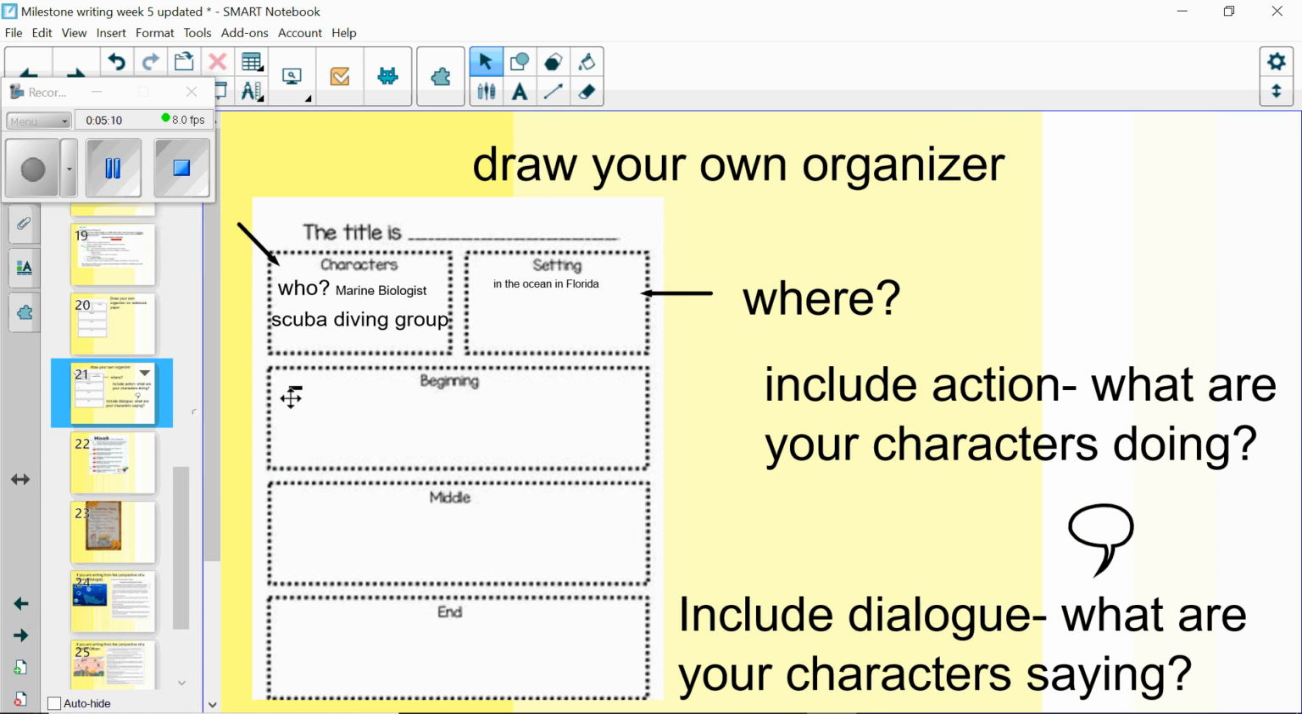What do you want to happen in the beginning? In the middle is where your big action is going to occur. So I want you to make sure you include action. What are your characters doing?